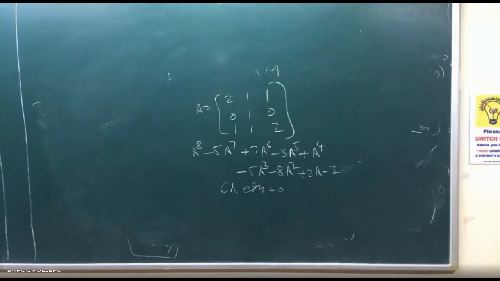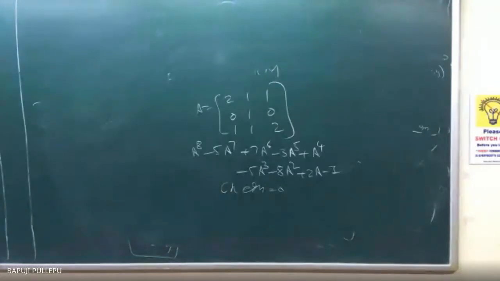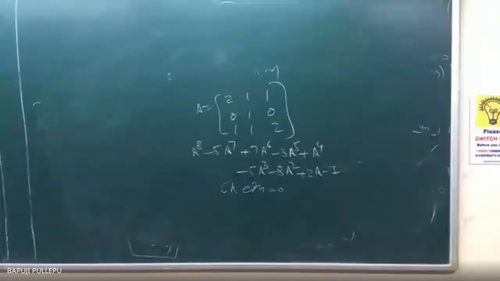Check it. Are you using S1, S2, S3, or directly expanding? Already you know how to attack. Sir, lambda cube minus 5 lambda square plus 7 lambda minus 3 equal to 0. Very good. So everyone we are agreeing with these boys.